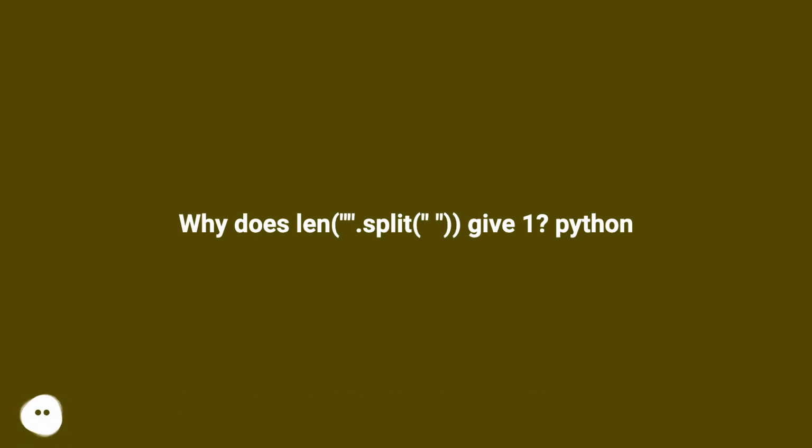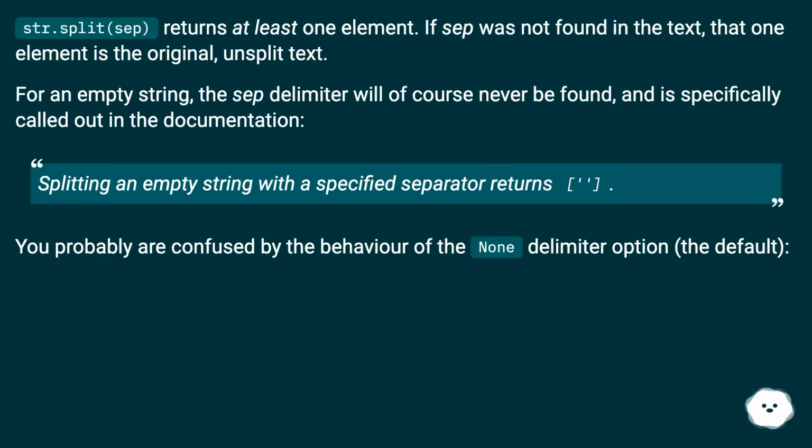Why does len("".split()) give 1? Python. str.split(sep) returns at least one element. If sep was not found in the text, that one element is the original, unsplit text.